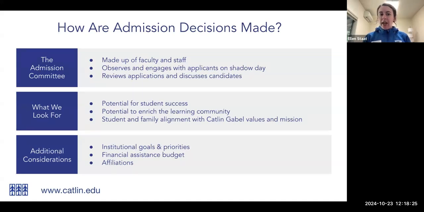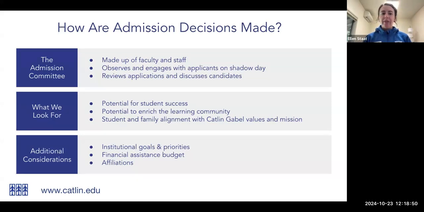And what we do as an admission committee is we observe and engage with applicants on their shadow day. And then our admission committee reads applications and discusses candidates to make sure that we're getting a full picture of each child who's applying to Catlin Gable. Every application is read by a minimum of 3 admission committee members, myself, and then 2 other members from the admission committee, to make sure that multiple eyes are seeing each child.